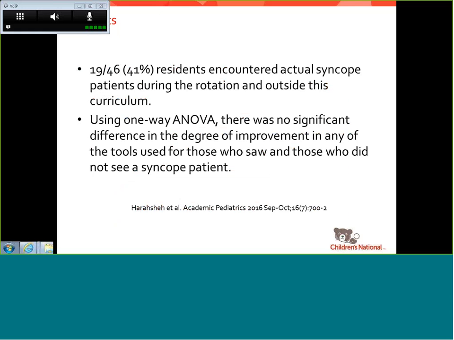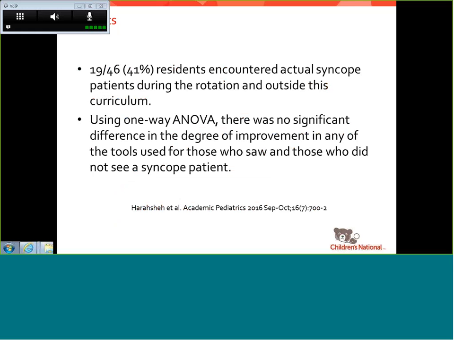But what was more important for me is to see how many of those residents encountered actual patients with syncope during our rotation, and that was 41% of cases. As an educator, this is really important for me because part of the evaluation is their ability to counsel patients with chest pain and syncope during the cardiology rotation. The reality of things is that we were not providing them with adequate patient load. This is why simulation is very, very important in medical education.